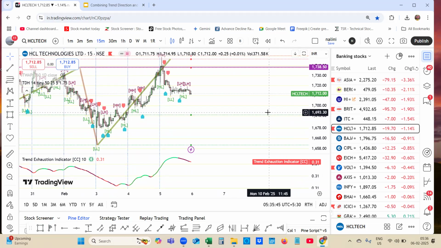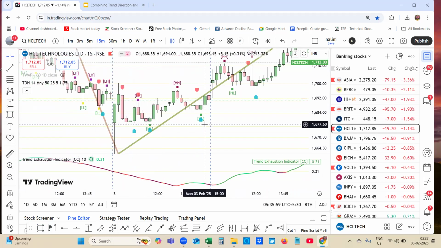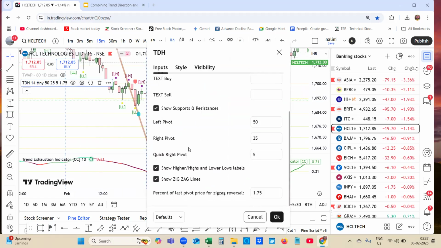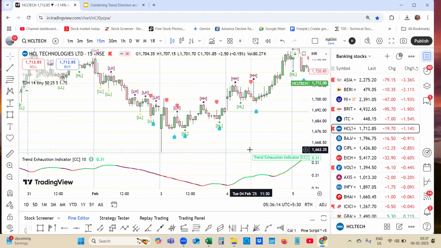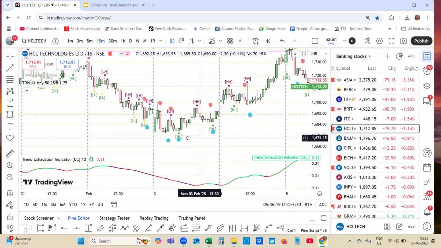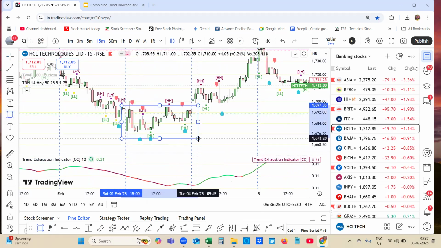HCL Technology. Now HCL Technology, we captured this momentum over here from this area. You can see correspondingly trend exhaustion was forming. Let me zoom it out. If you find this zigzag a little bit confusing, you can remove the zigzag lines. Here you can see it formed the box so beautifully. HCL Technology, this is on Monday. Within 2 days, you have captured the parabolic move.